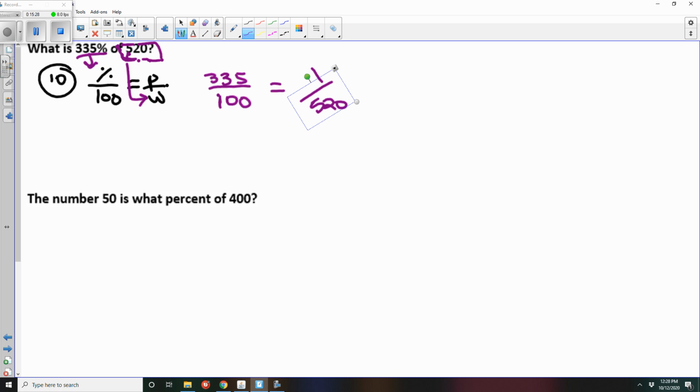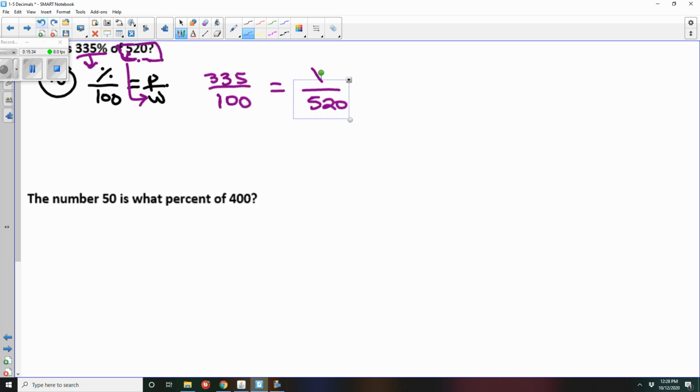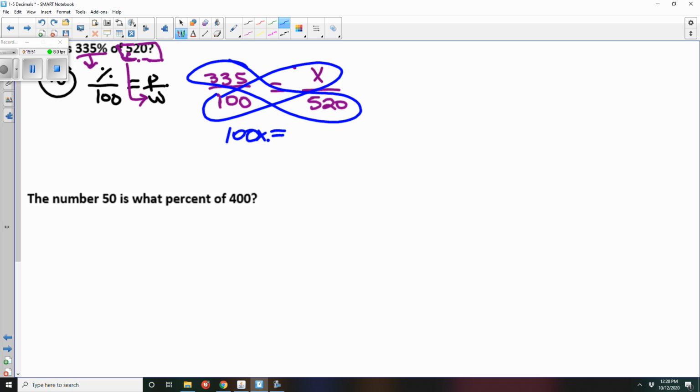X. Awesome. Hopefully you don't tilt the whole problem. There we go, x. And now we're right back to where we were. We have to cross multiply. So what's 100 times x? 100x. What's 335 times 520? Ooh, that's a big number. 174,200. There we go.